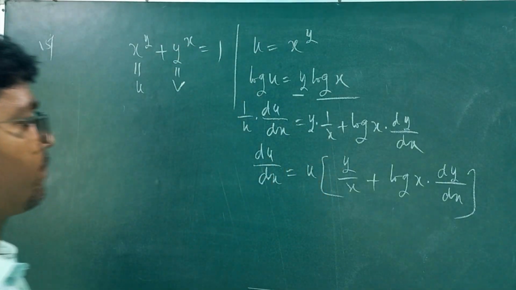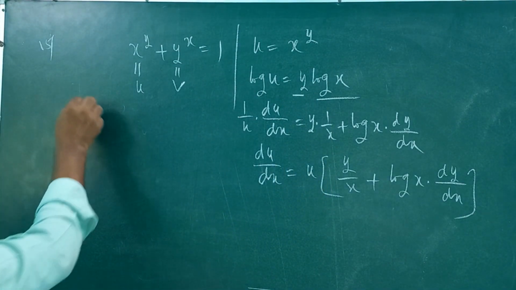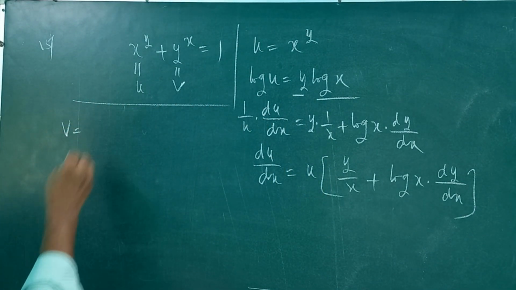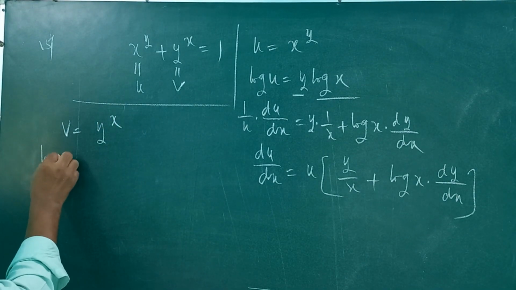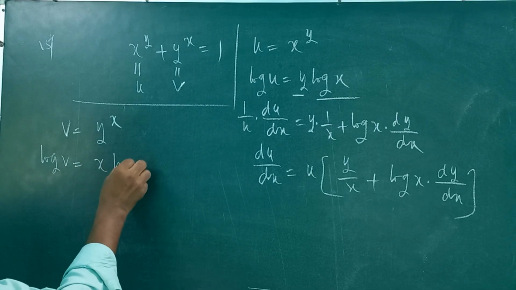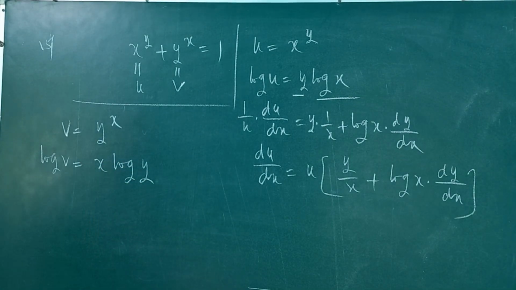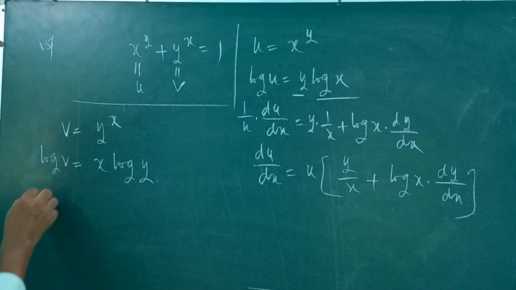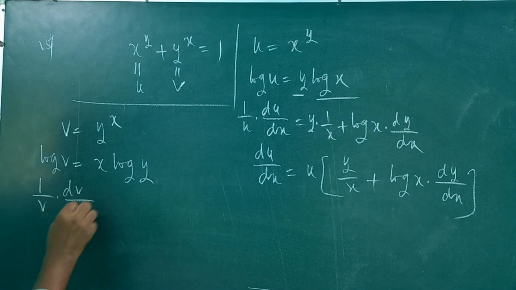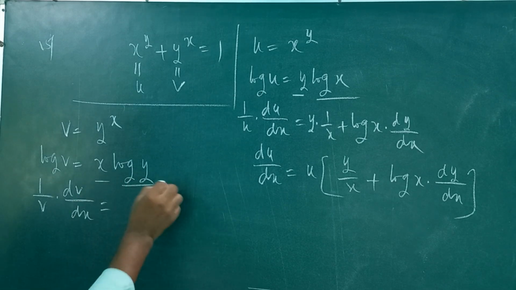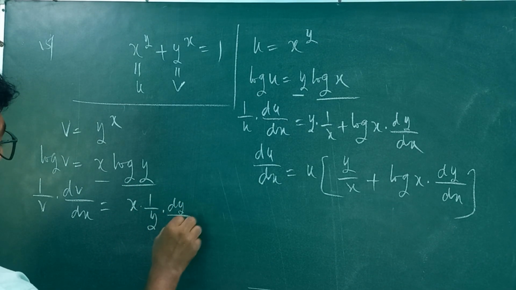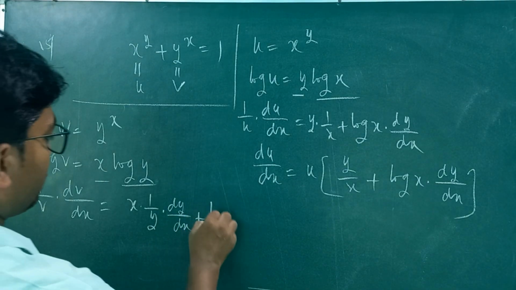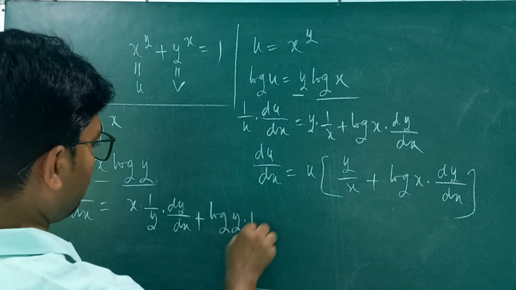dy by dx. Similarly, what is v? v equals y to the power x. Take log on both sides: log v equals x log y. Now the derivative is 1 by v dv by dx. Using the uv rule, this is x times 1 by y dy by dx plus log y times 1.